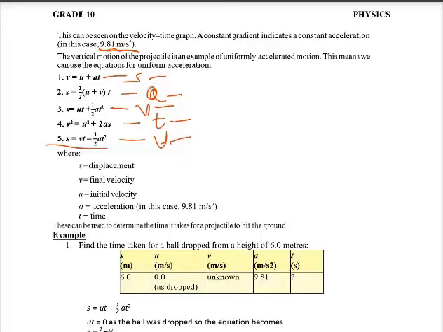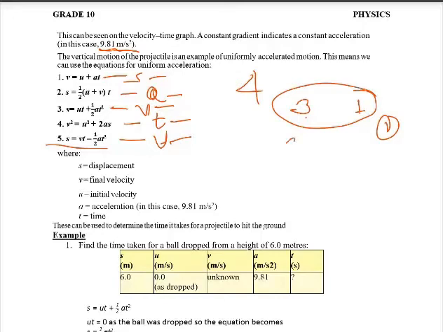Therefore, we have one missing, and the total variables are how much? 5. Among these 5, one is missing from each equation. Therefore, each equation has 4 variables. Therefore, when you apply these 5 equations, you must have 3 given and 1 required. Therefore, when you get 3 given and 1 required, 1 is missing. Therefore, you must select the missing-variable equation.